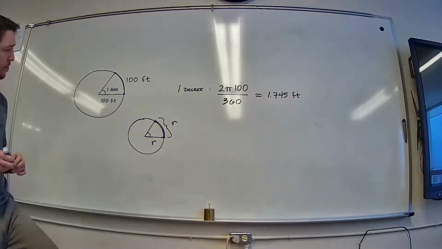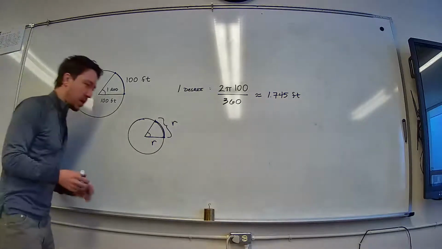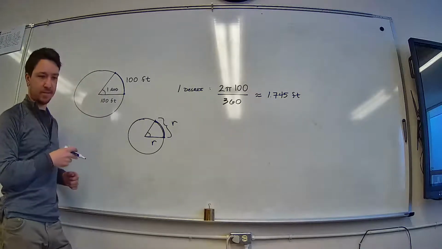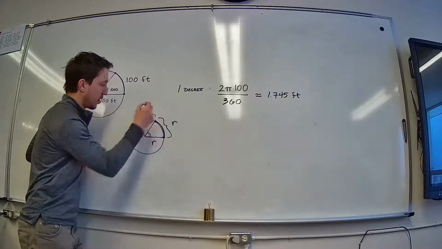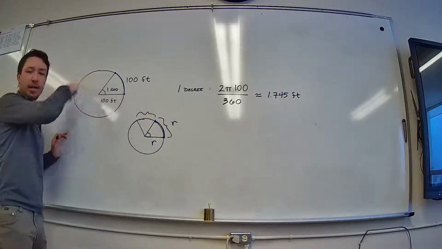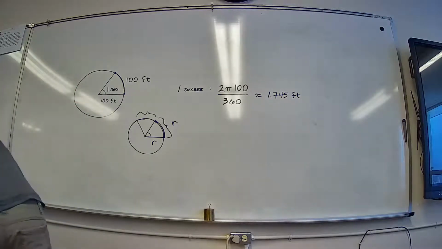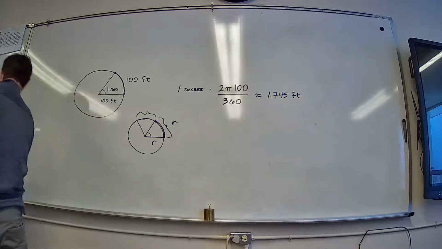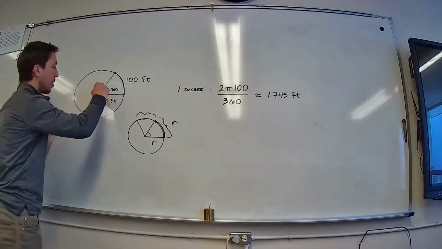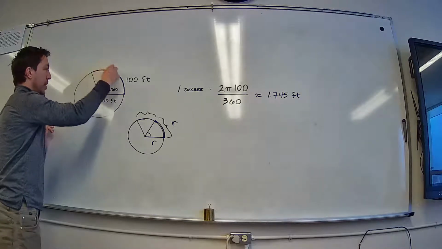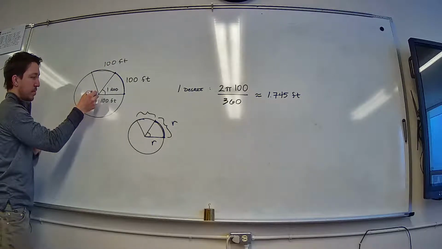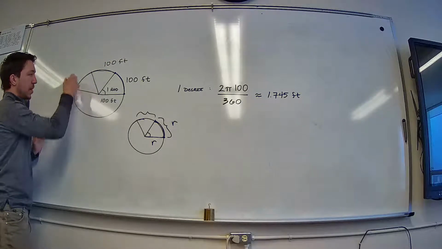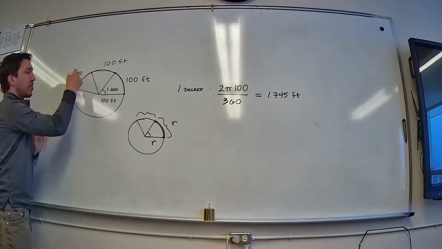So how about this? What if I traveled 2 radians? How far would I travel? Let's go back to the 100. I like that number. Okay, let's travel 2 radians. 1 more radian would get me another 100 feet. How about 3 radians? Okay, I've now gone another 100 feet, so I've gone 300 feet.